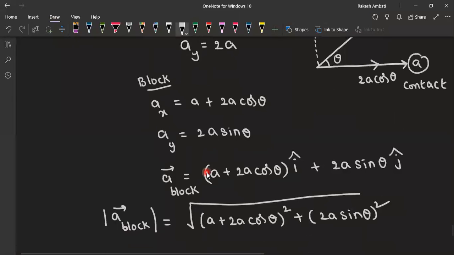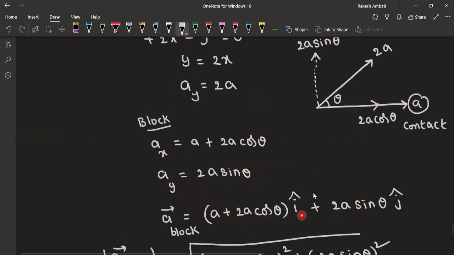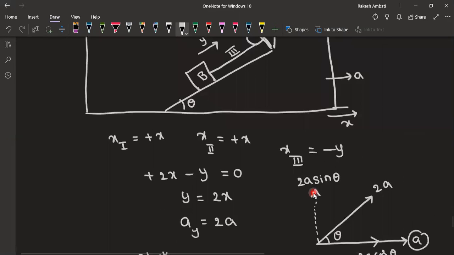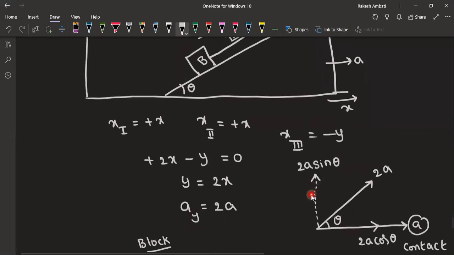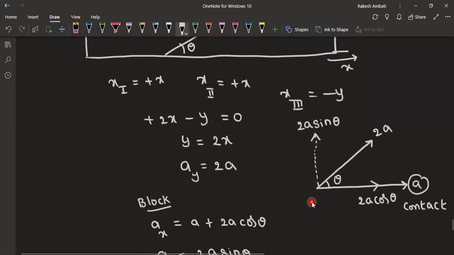So this procedure depends on the option. For example, if components are given, then that is the correct form. If options are given in vector form, then that is the correct one. If options are given in magnitude form, then that is the correct one. But you try to get the procedure. There is no difficulty. The only thing is whether the segment is increasing or decreasing, so that identification is very, very important.